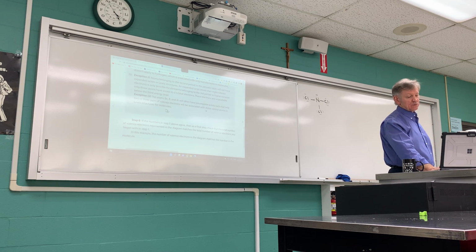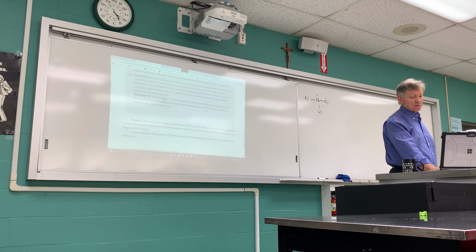Exception number 2, sometimes atoms will have fewer than an octet. The atoms beryllium, boron, and aluminum will often have incomplete octets, such that only 2 or 3 pairs of valence electrons will be associated with these central atoms. For example, beryllium only has 2 valence electrons.